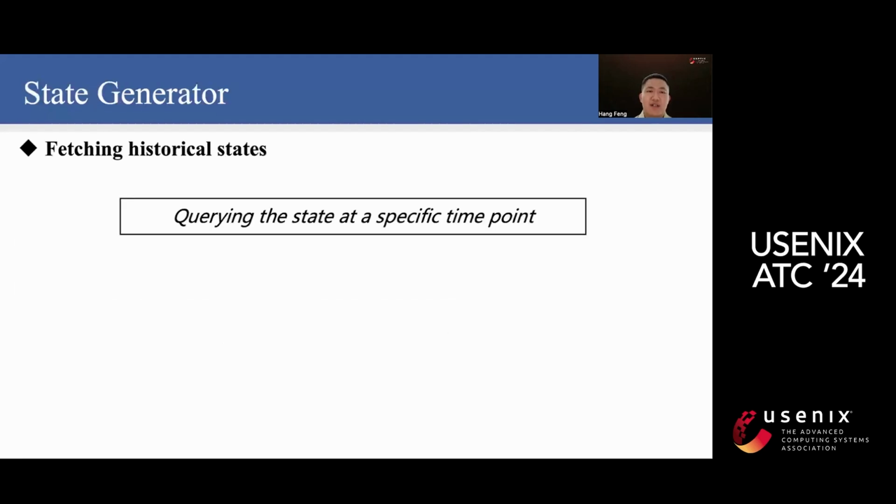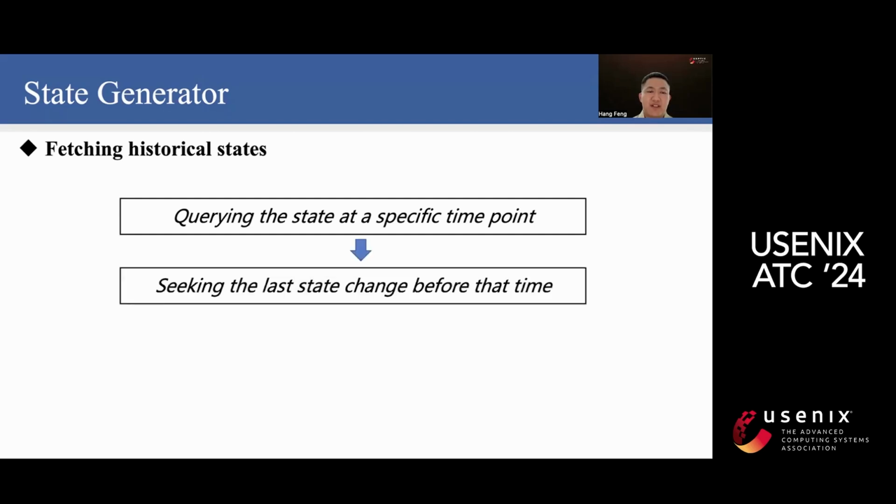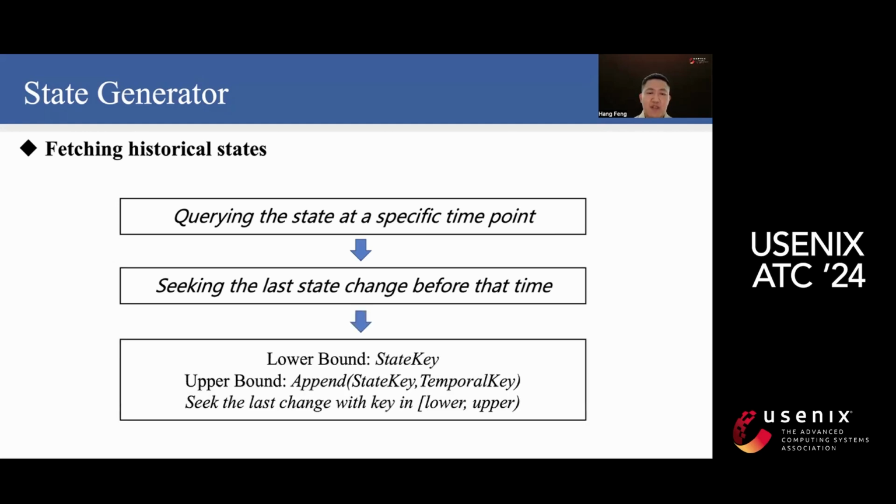Now, we have constructed our flattened, compacted, and fine-grained historical states. The state generator is used to fetch historical states at any specific time point. Thanks to our chronological state temporal archive, querying the state at a specific time point equals seeking the last state change before that time. Thus, we can construct a search scope with the lower bound as state key and the upper bound as a concatenation of state key and temporal key. Then, we can easily find the last state change with the search scope.